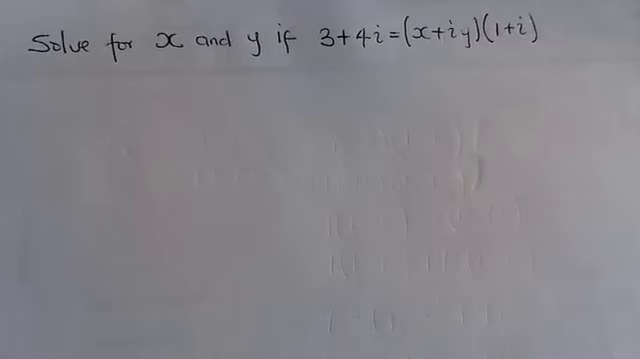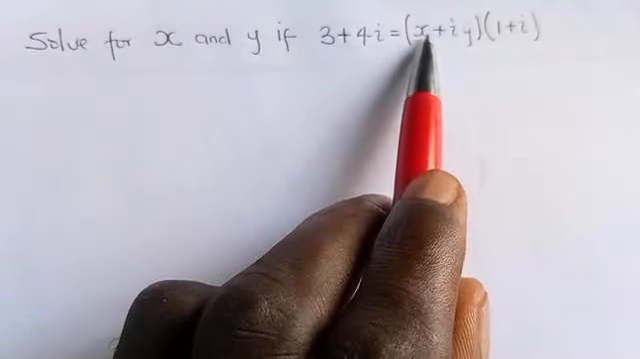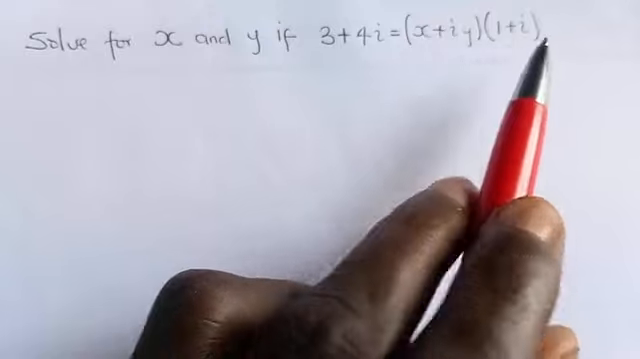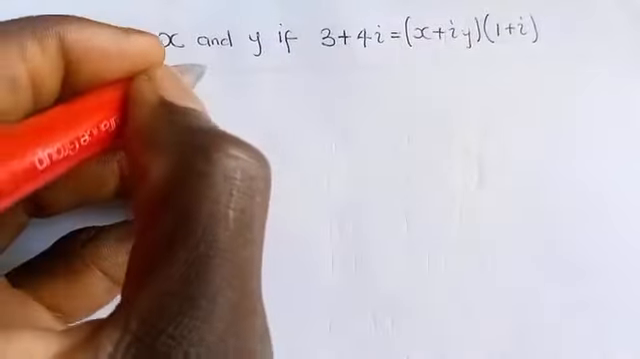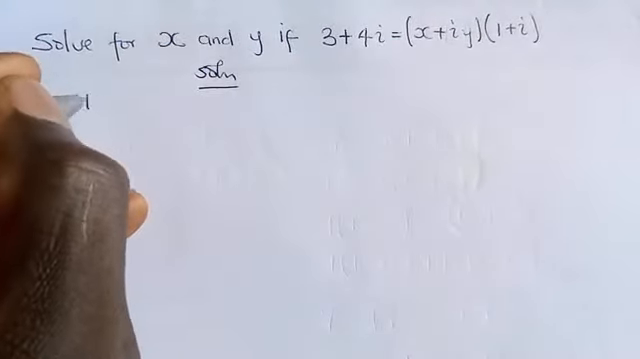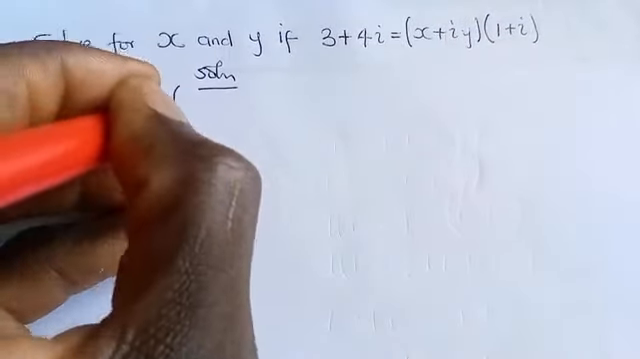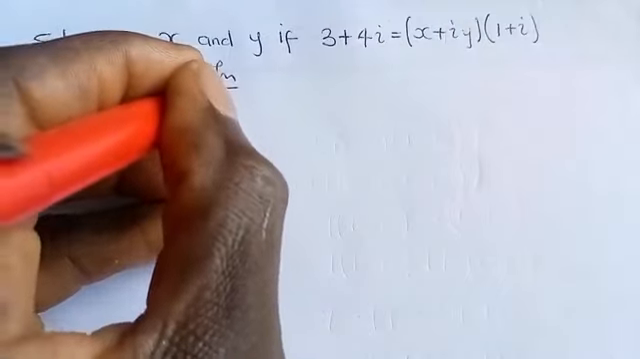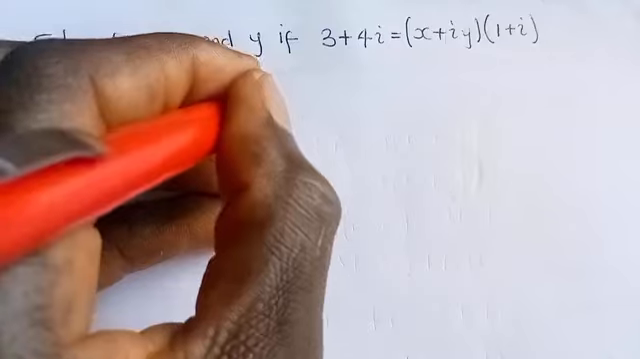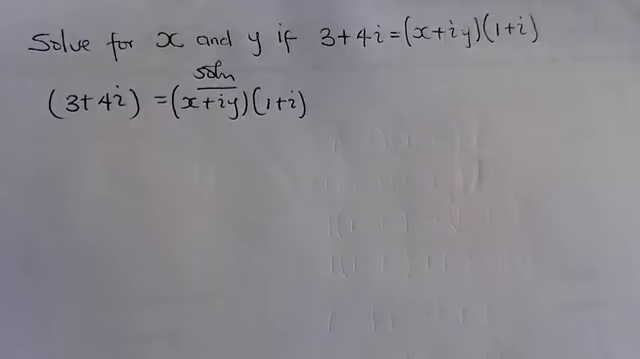The question here says, solve for x and y if 3 plus 4i is equal to x plus iy times 1 plus i. We have 3 plus 4i equal to x plus iy multiply 1 plus i. And we are asked to find the value of x and y.